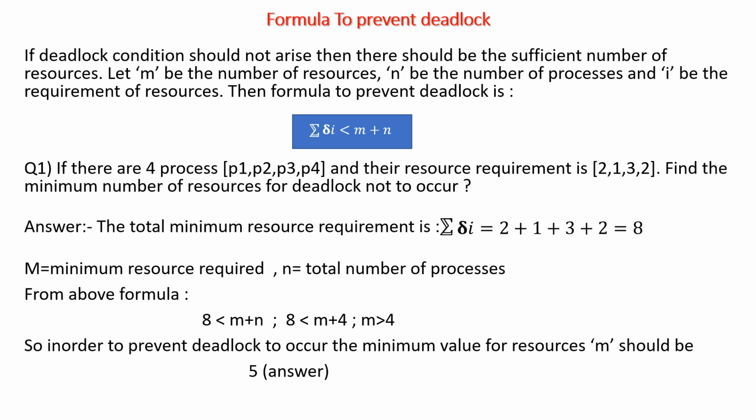Putting the values of summation of I and N in the equation, we will get the value of M greater than 4. So in order to prevent deadlock from occurring, the minimum value for resource M should be more than 4, that is 5.